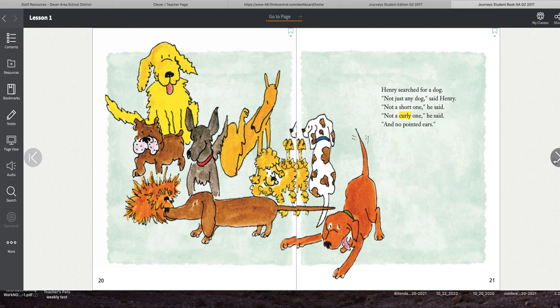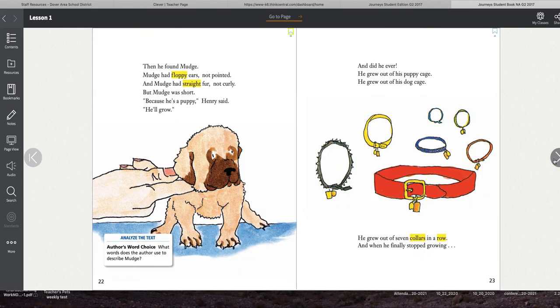Henry searched for a dog. "Not just any dog," said Henry. "Not a short one," he said. "Not a curly one," he said. "And no pointed ears." Then he found Mudge. Mudge had floppy ears, not pointed. Mudge had straight fur, not curly. But Mudge was short. "Because he's a puppy," Henry said. "He'll grow." And did he ever?